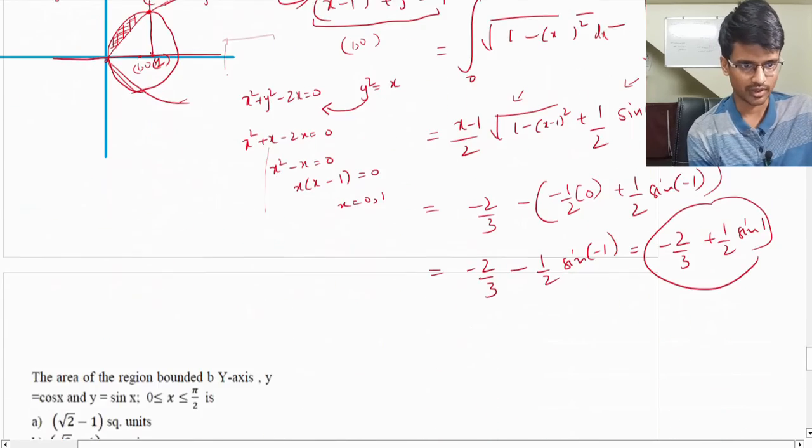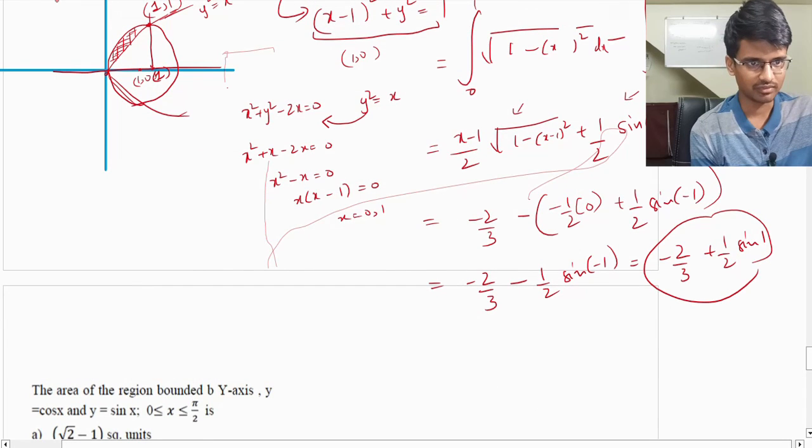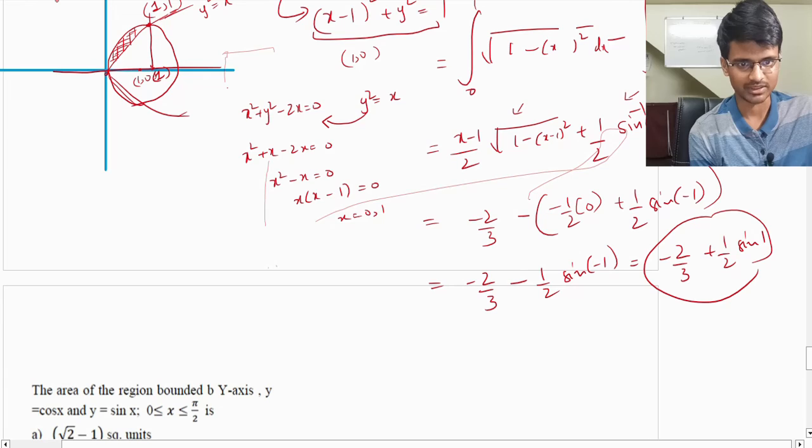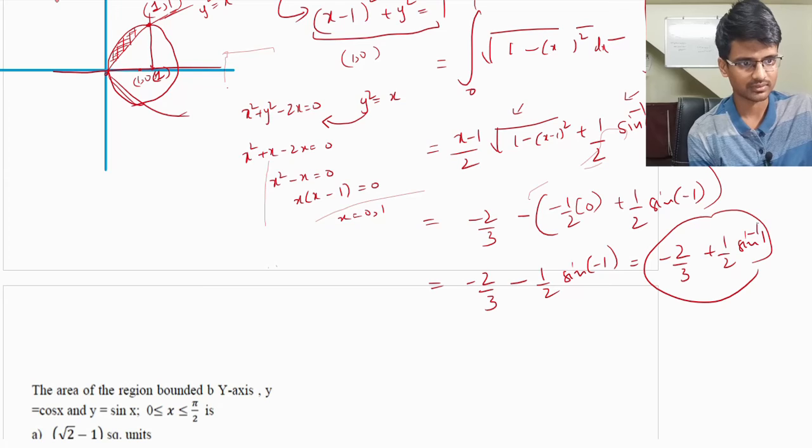Oh, I'm so sorry. It is sine inverse, no? It is sine inverse x by a. I missed it. I'm so sorry, guys. So here it is sine inverse of minus 1. What is sine inverse of minus 1?